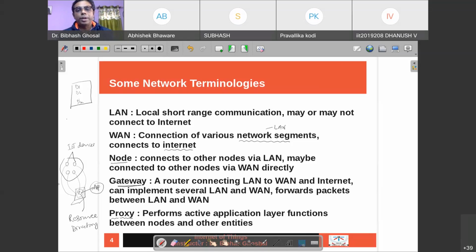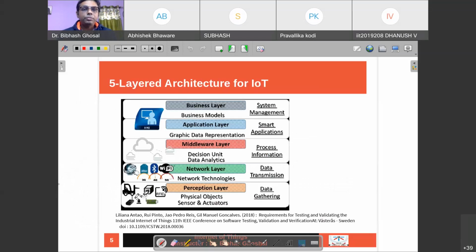So this is one of the reasons why you see that the proxy actually performs some active layer functions between the nodes, such as maintaining the resource directory of devices. Okay, as I told you, though there is no standardized protocol or standardized architecture for IoT, to some extent we have perceived this to be the layered architecture, depending on the role played by each of the devices in building that entire system.